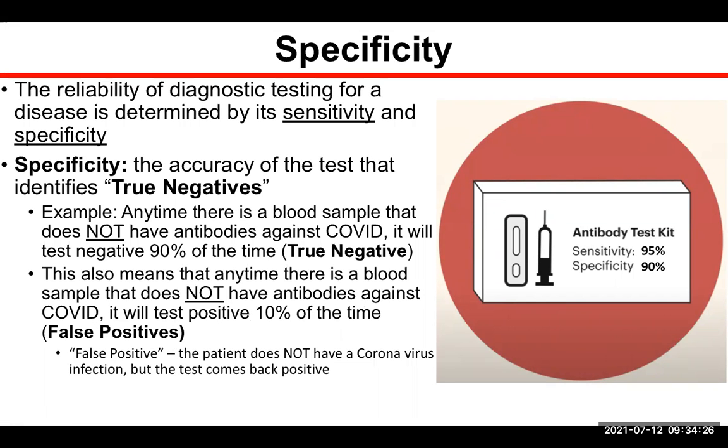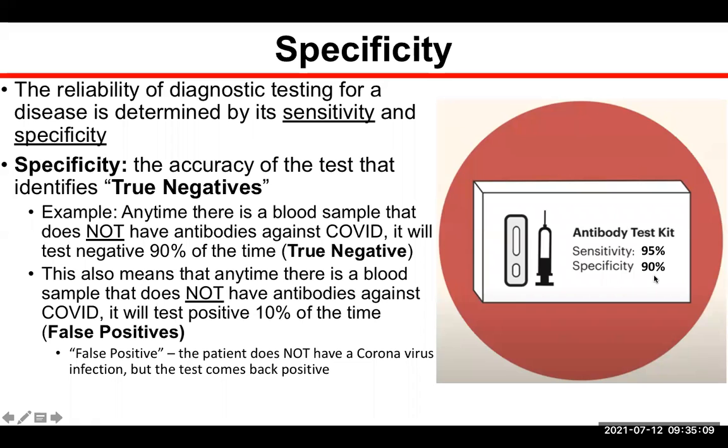Now, with specificity, it's kind of looking at the opposite of this. With sensitivity, it's looking at how accurate it is at detecting a person that's actually infected or has the antibodies present for the virus. With specificity, it's looking at the accuracy of the test that identifies true negatives, or people that were never infected. So for this particular kit, the specificity is registered at 90%. So what this means is that anytime there's a blood sample that does not have antibody against COVID, it will test negative 90% of the time. So this is true negative. These are people that were truly never infected.